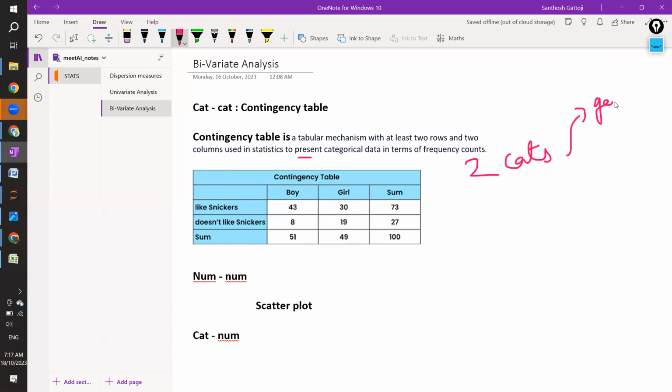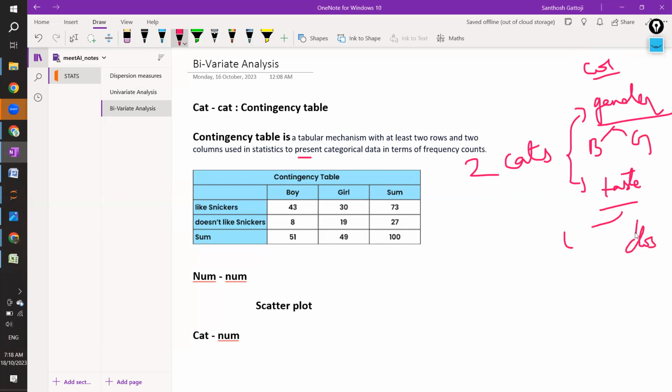Gender. And the second category is what? Not category, I can say one type, one column. Okay, one column is gender, the other column is taste. You can simply call it taste or something. In the gender column, there are different categories: boy, girl. In taste, they like or don't like.